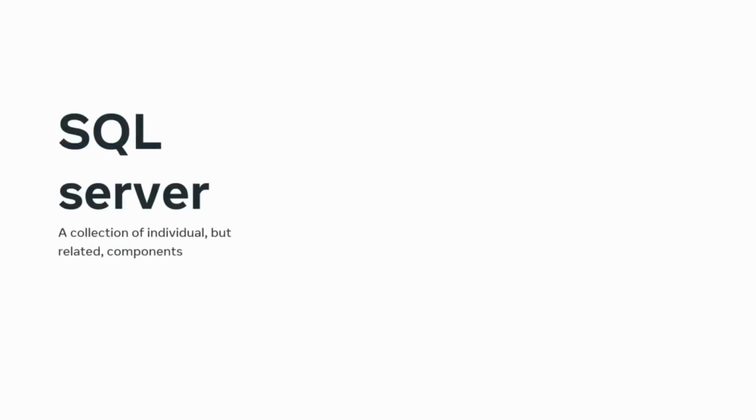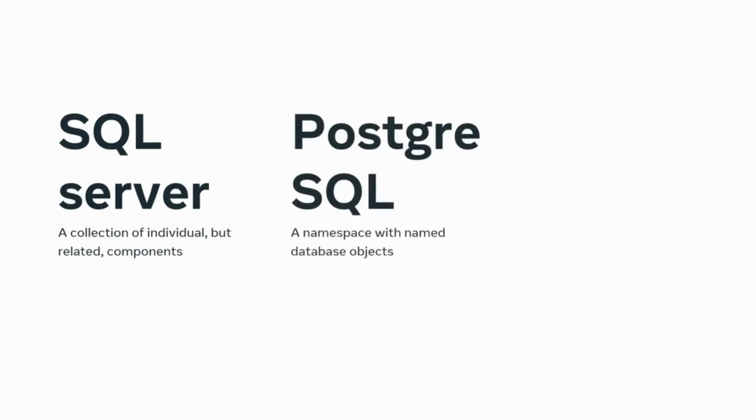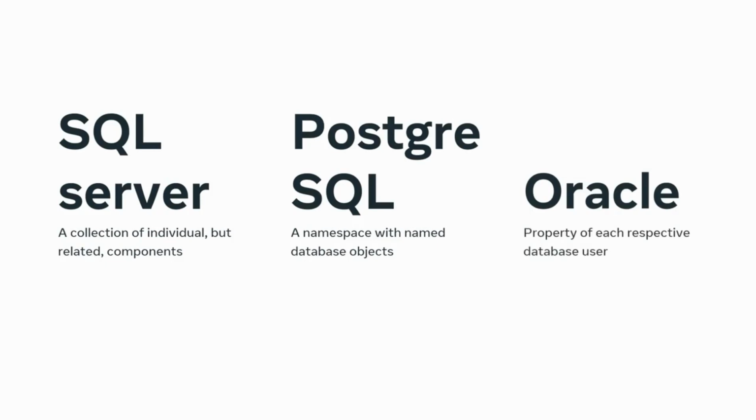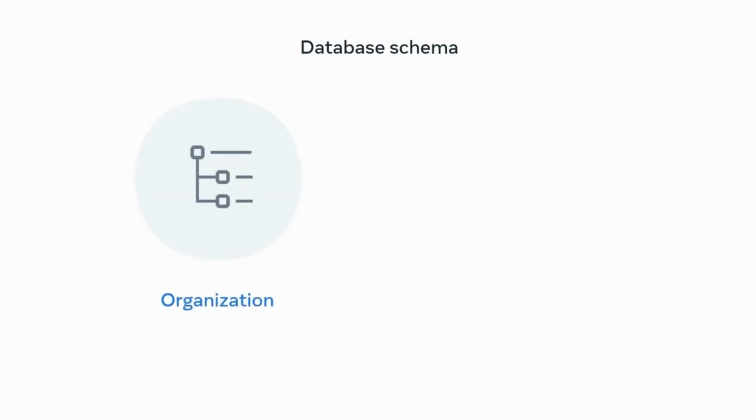But schema is defined in different ways across different database systems. In a SQL Server, a database schema is a collection of different components like tables, fields, data types, and keys. In PostgreSQL, a database schema is a namespace with named database objects like views, indexes, and functions. And Oracle's schema system assigns a single schema to each user. Oracle even names each schema after its respective user. But no matter which type of database you encounter, the two most important concepts you need to understand when working with schemas remain the same: organization of data in the form of tables, and the relationships between the tables.